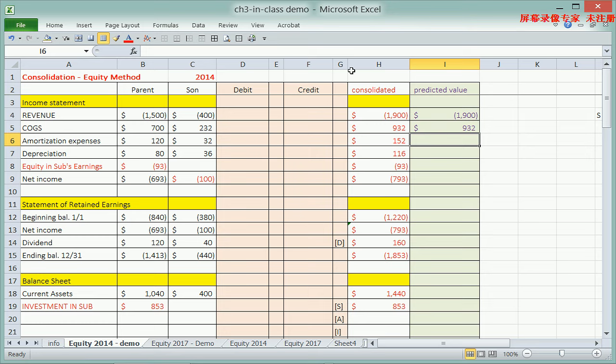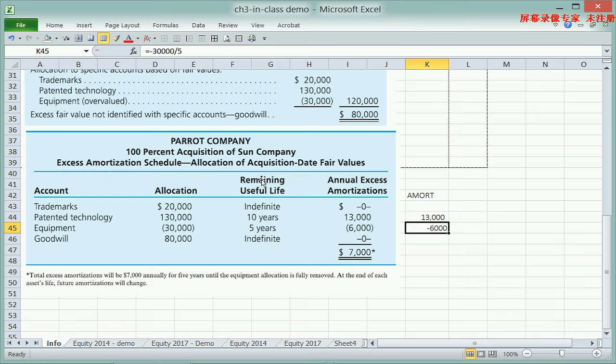The consolidated amortization expenses should be the two added up together. But we need to consider the amortization of the fair value over book value excess. Among this table, we are looking for any assets that are intangible assets whose depreciation will be categorized as amortization. So patent is the intangible asset that in intermediate accounting we know that the use of the patent will be accounted for as amortization expenses. I mean the normal book value amortization.